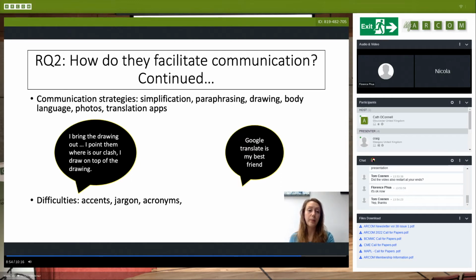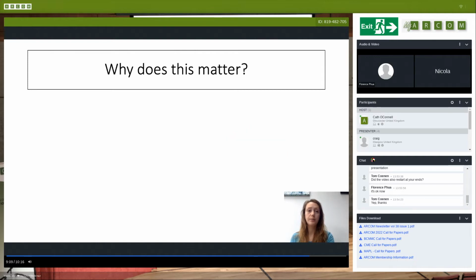Difficulties found by many included accents, the use of jargon and acronyms, and specifically videos and documents which ended up always being summarized because it was impossible for them to interpret all of the content as untrained people that were unprepared for the task.